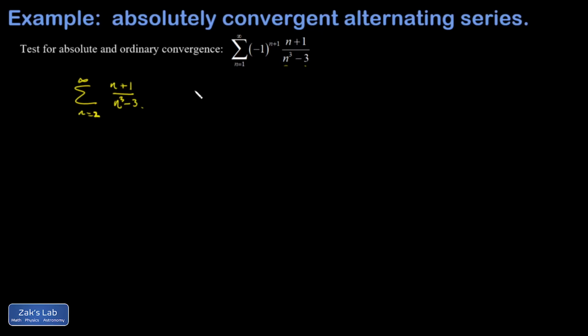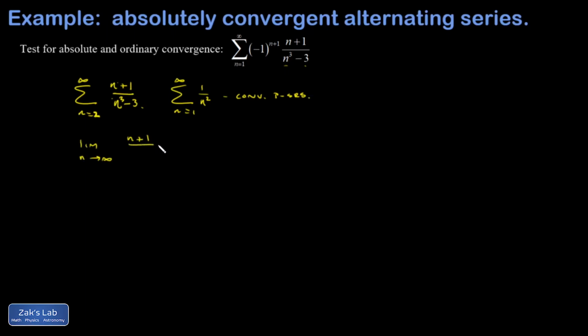Now, if I look at the large n limit of this, the n is going to dominate the numerator. The n cubed dominates the denominator. And this becomes essentially 1 over n squared. So I'm going to do a limit comparison to 1 over n squared, and that's a convergent p-series. So if we find a finite number in the limit comparison, we're going to conclude that our series converges absolutely.